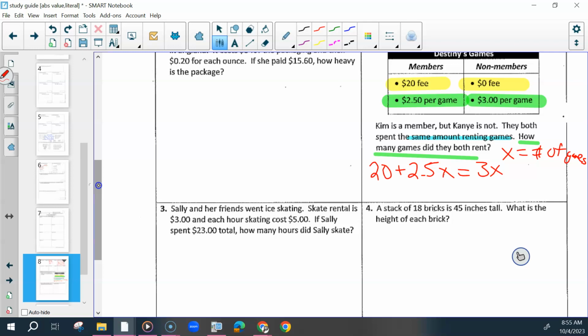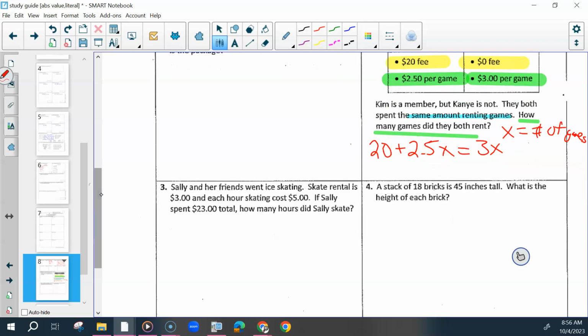Right, and then let's solve. We have to get all the variables on the same side. So let's subtract 2.5. And divide both sides by 0.5. What is x? 40 what? Not dollars. So make sure you are labeling your answers as well. All right. Other questions in 1 through 4?